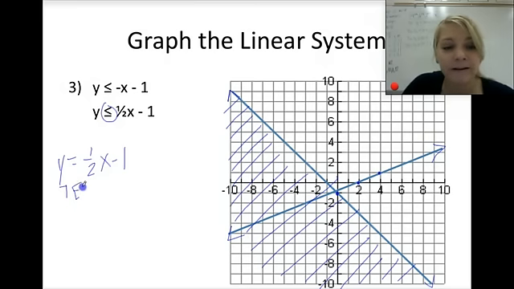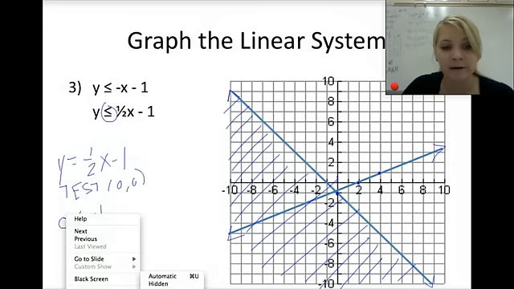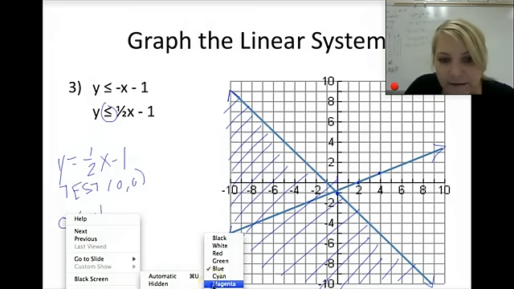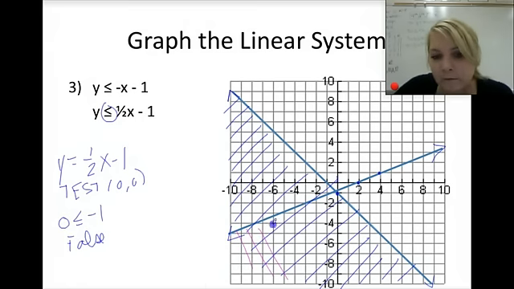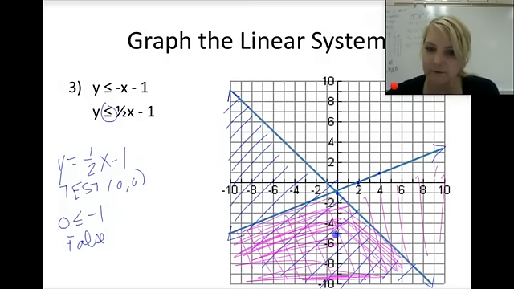And once again, we're going to test 0, 0. Since it doesn't lie on the boundary line, we can test that. And we'll get 0 is less than or equal to negative 1, which is false. So we're shading on the other side. And once again, I like using that different color. I think it's a little easier to see where the shaded regions overlap. So they overlap in this region. So that's our solution to our linear system.